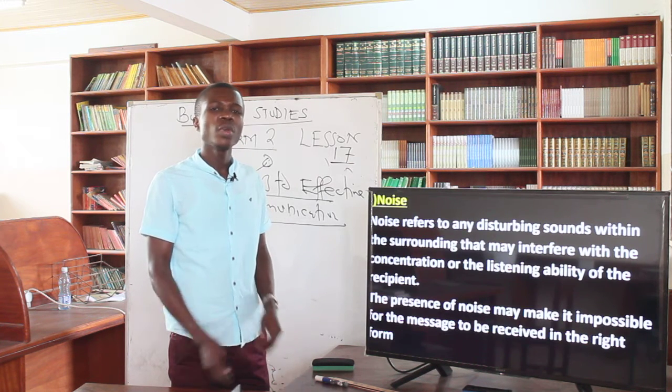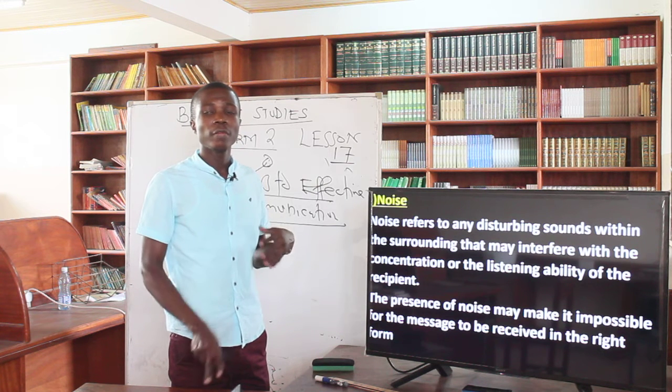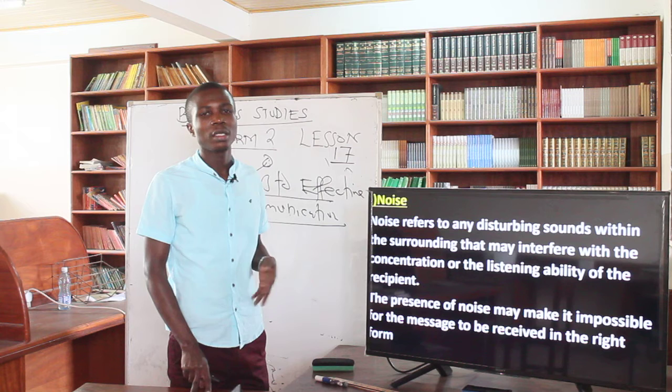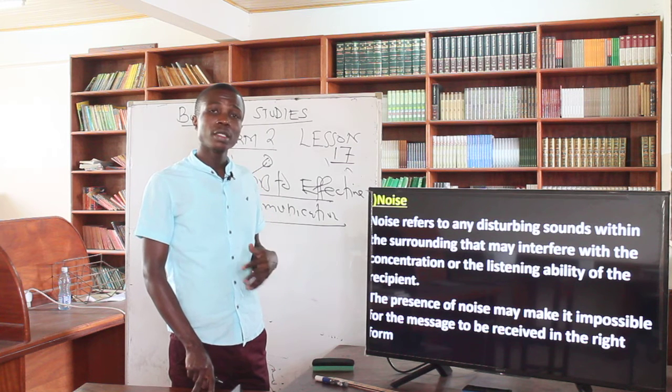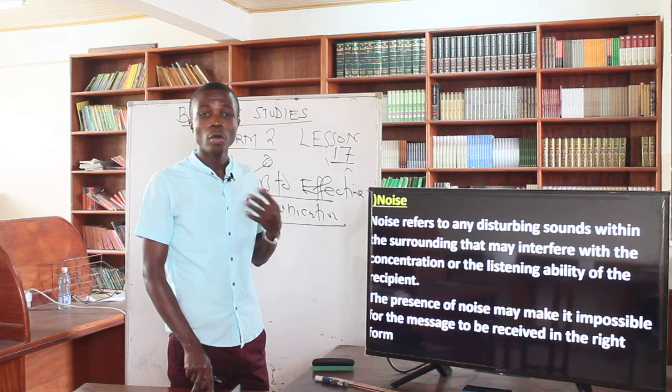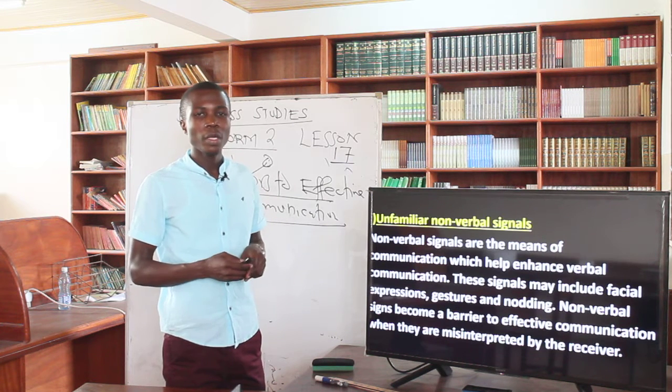So the next is noise, where there are very many noises, for example noise that comes from the machines, that comes from the industries, etc. Or people are making noise in class. The teacher is teaching but other people are making noise. That will always affect the information that is being received. Understand? Then the next is unfamiliar verbal signs.